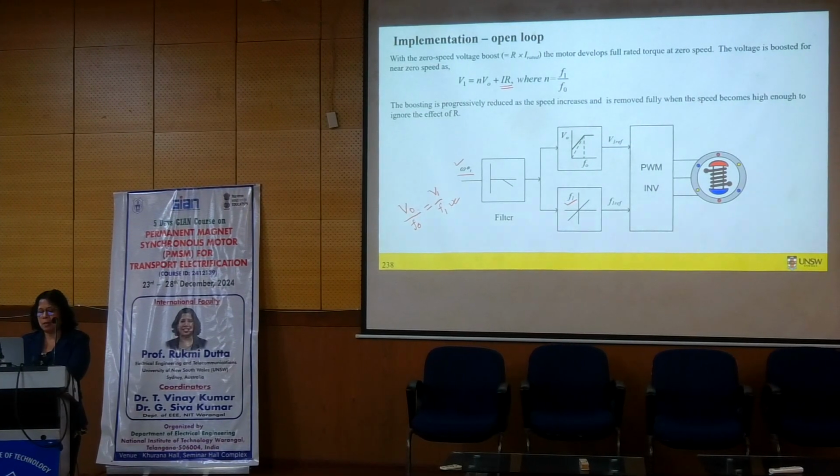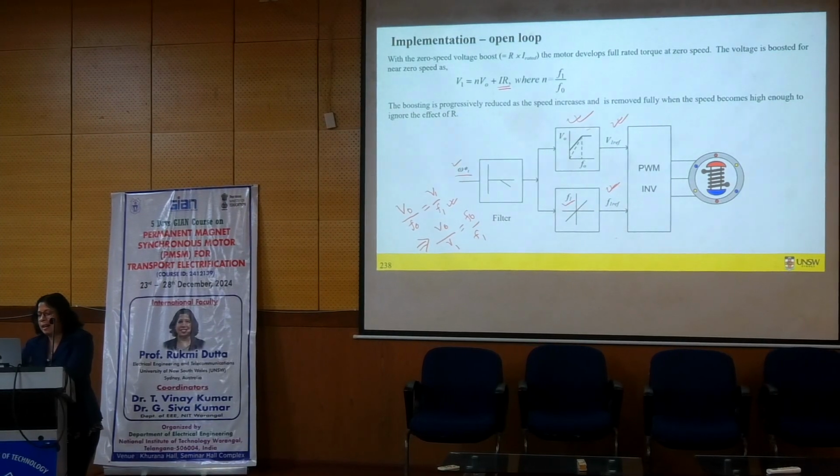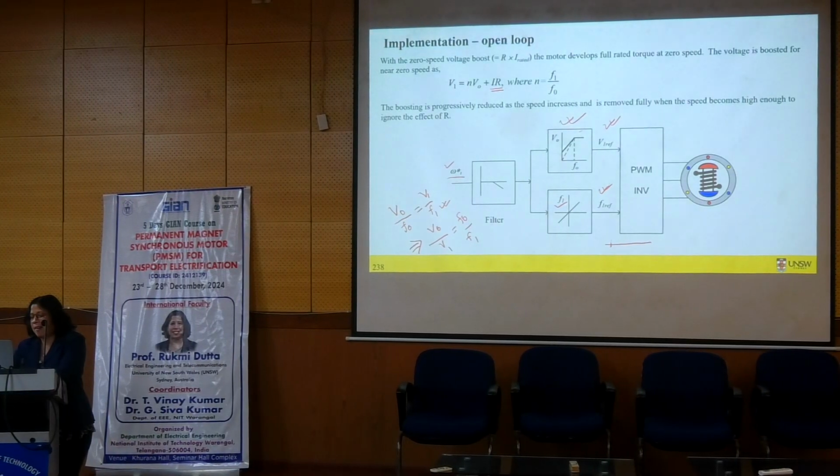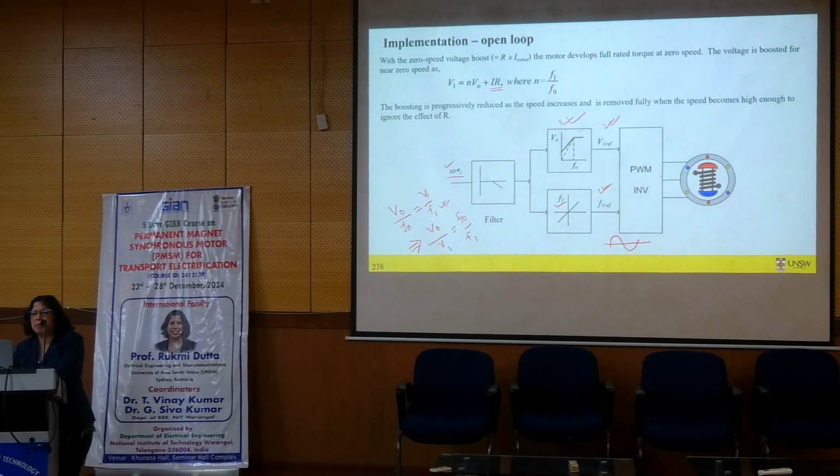This ratio we can also rewrite as V naught over V1 equals F naught over F1. So you can also write it like that. This is how it was written here. And so we get these, we could have a lookup table sort of thing, okay? And we get this voltage amplitude command here and frequency command here. So these two together can give me my reference voltage for PWM.